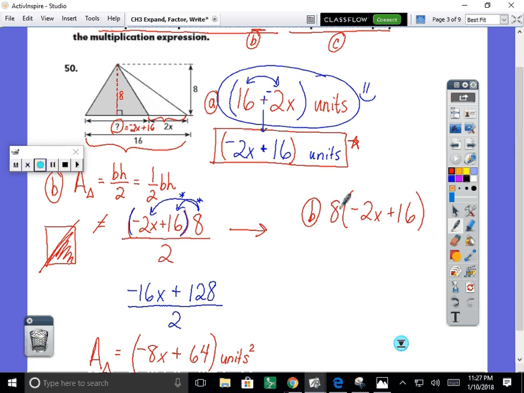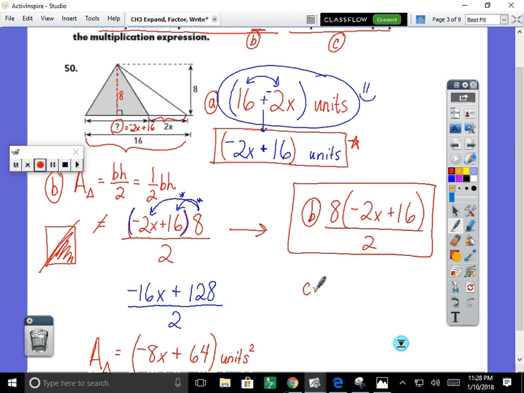Some people might want to see the 8 out front. That's fine. And all over 2. This is awesome. Part B, here you are. That's uncomfortable circling that or saying ta-da, but that's because they didn't want us to simplify.